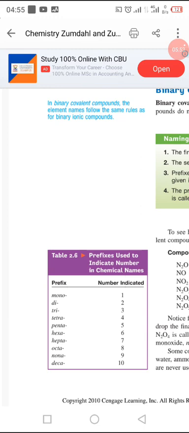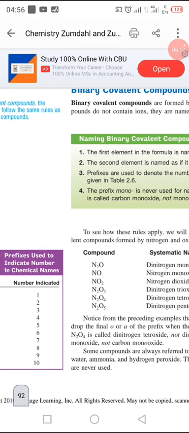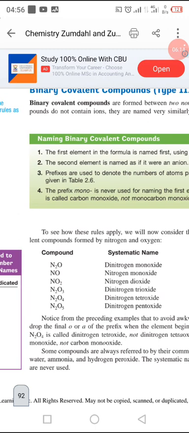In the more advanced chemistry, it goes even up to 20. In this case, this is general chemistry, which goes up to 10. So these prefixes, you have to use them; they are used to indicate number in chemical names. And in this case, we will only use them when it comes to systematic names.